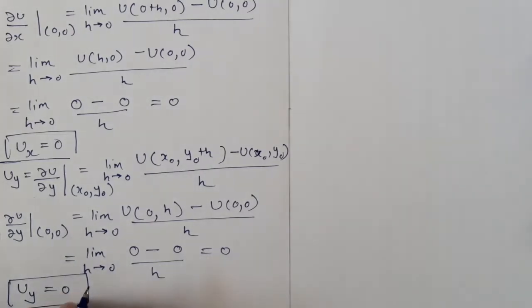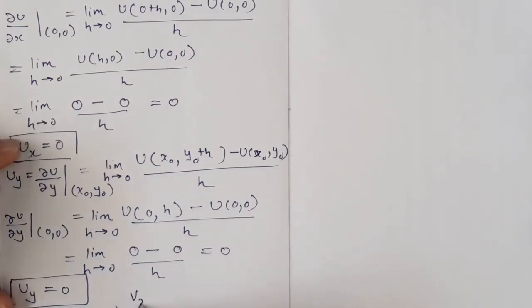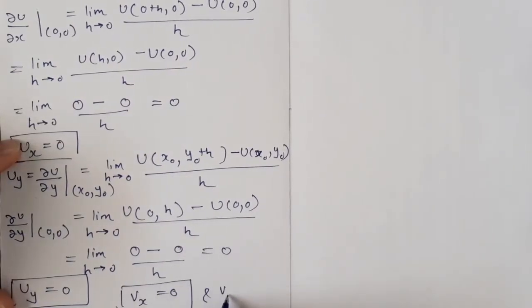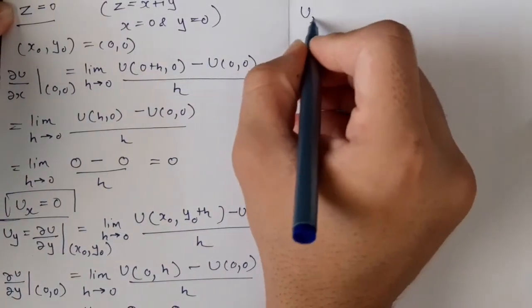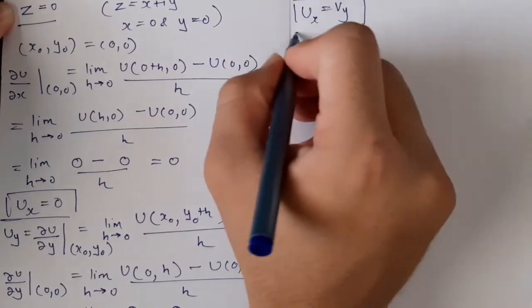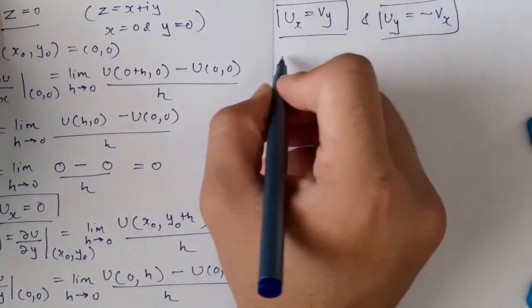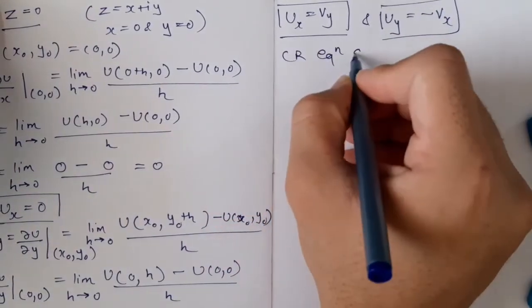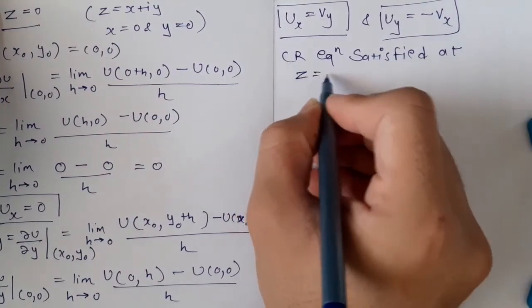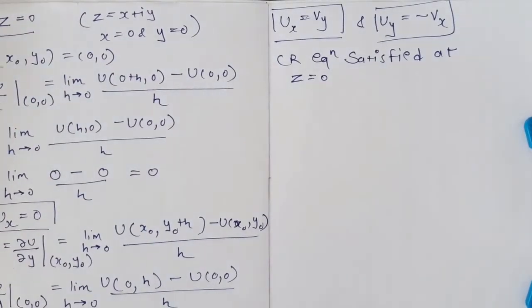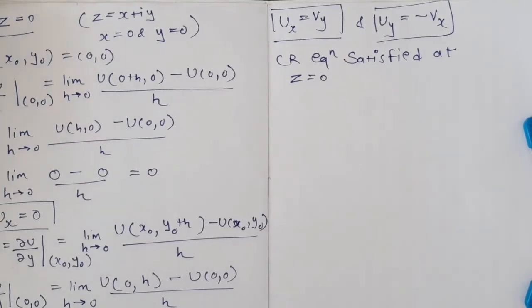Now as the imaginary part is 0, as v is 0, so vx is also 0 and vy is also 0. Okay, that means here we have ux equals to vy and uy equals to minus of vx. So we know that CR equation is satisfied. It is satisfied at z is equals to 0. Okay, we have to prove that the function given is not differentiable even though the CR equation is satisfied at z is equals to 0.